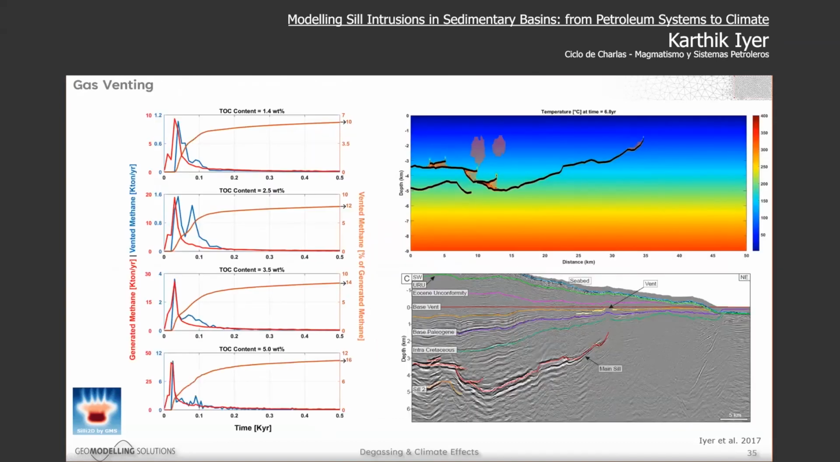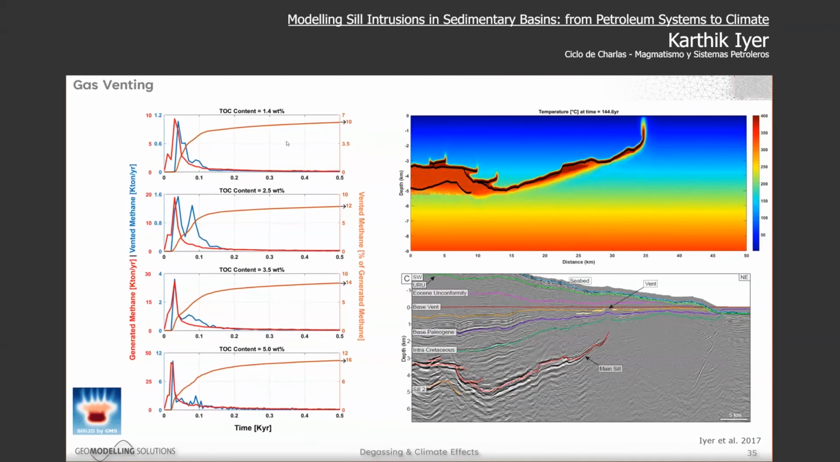So then we were very happy. We pretty much matched, and using a simplified fluid flow model, could match the vent structure that we see in the seismics here. And what we tried to do then is to quantify how much of this gas that is generated in the system can escape through this vent structure.